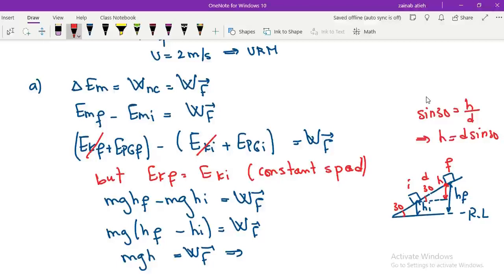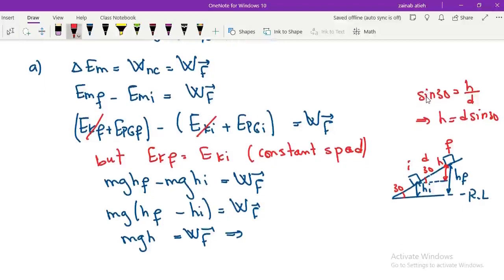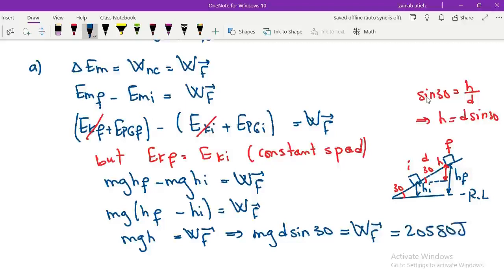So for two points a distance d apart on an inclined plane, the height difference h between these two points equals d sine 30, where d is the distance between them, h is the height between these two points, and the angle is the angle of the inclined plane. So I will get mg d sine 30 equals the work of F. I guess we have everything. I've already calculated it. You get 20580 joule.